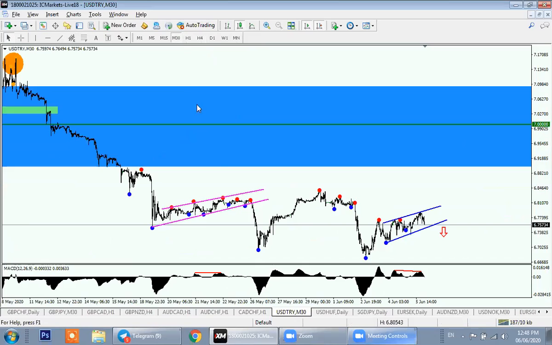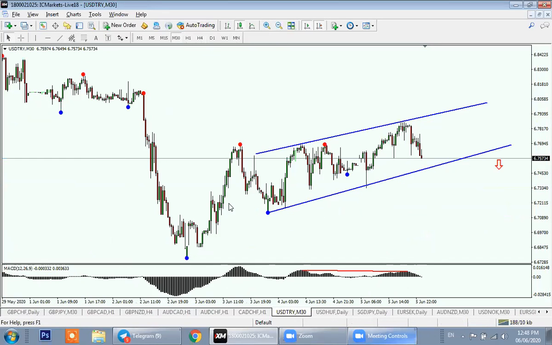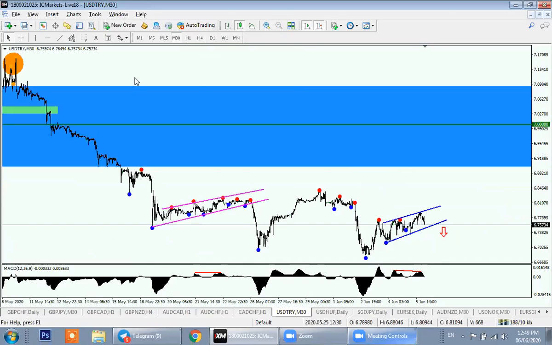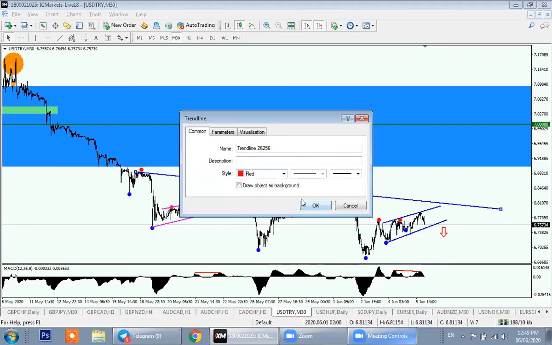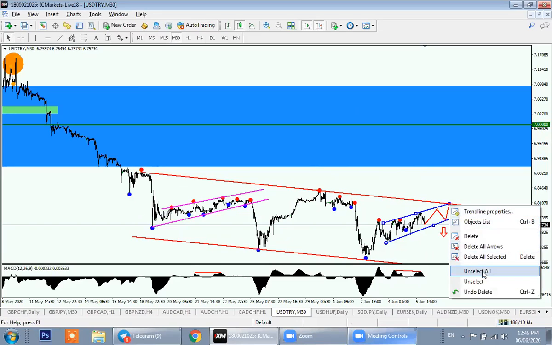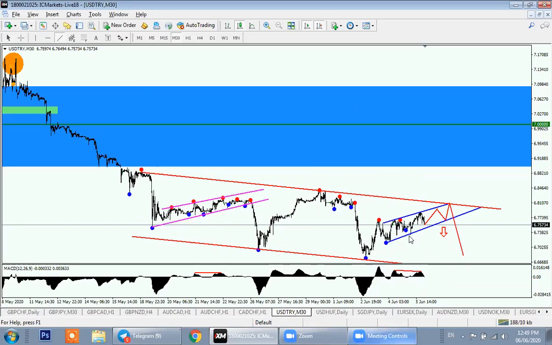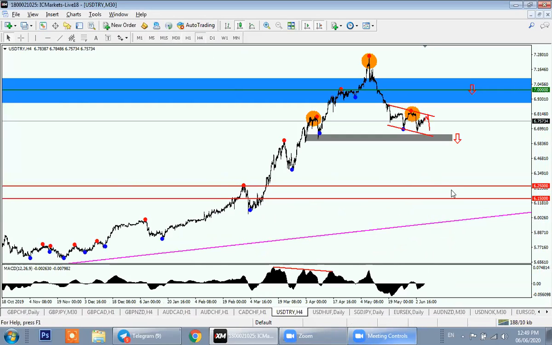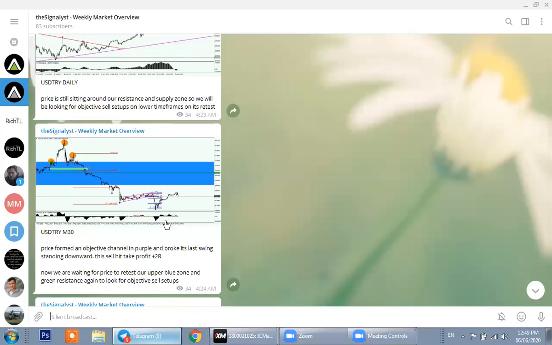So on H1 we don't have anything, and on M30 price is trading inside this channel, but as mentioned before, here we have an overall trend down, and price is currently trading inside it, as you can see from here, and here we go. So price is overall bearish, so traders can look for sell opportunities as price retests our upper trend line. Here we go. Can enter on sell around here. So we'll be looking for sell opportunities around here and around here, and as mentioned, for buy opportunities around here. That's it for USD TRY.